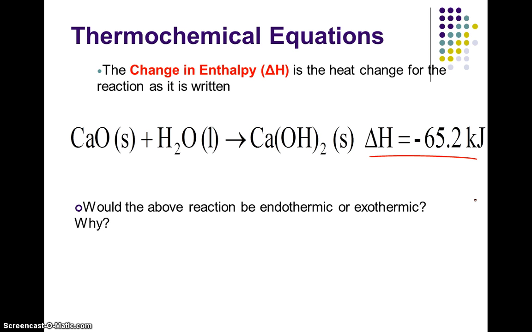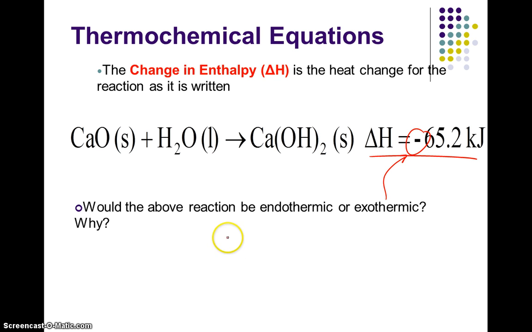So what we're looking at right now is the synthesis of calcium hydroxide. And in that process, we can see that we have a delta H of negative 65.2 kilojoules. So if we think about what we know about heat, would this reaction be endothermic or exothermic, and why? We've got a negative symbol here, which means the reaction would be exothermic.